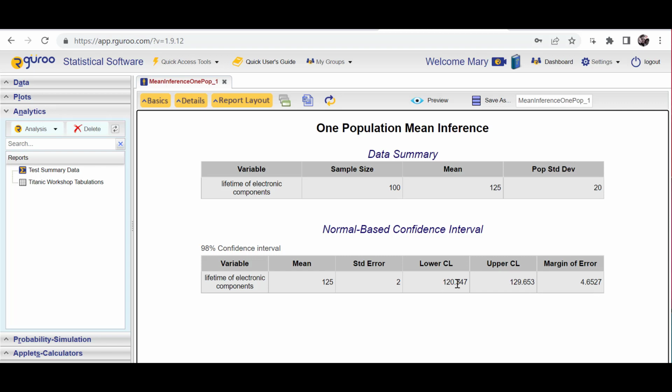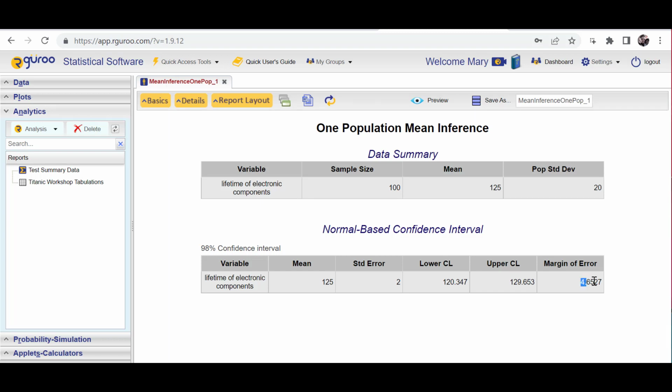Now this one I would say the rounding looks a little bit different. So if that's the case, what you could do is take this margin of error here and add it and subtract it to 125. If you're worried about how many decimals you need to go out, you could take the margin of error, the 4.6527, add it and subtract it to 125, and get something really close to these numbers, but maybe going out further decimal-wise.